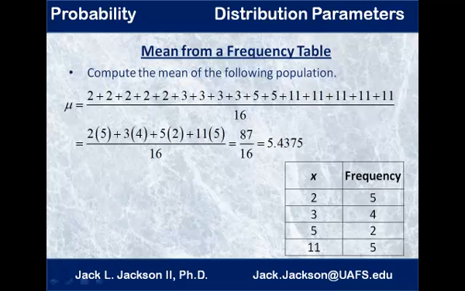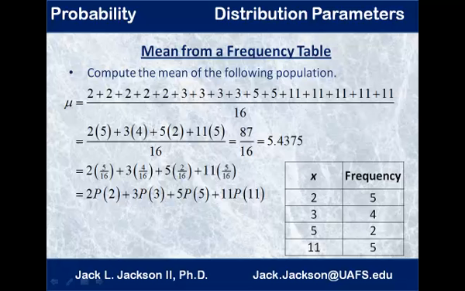Now I want to look at this a slightly different way, however. What if we take this 16 here in this fraction? So we've got 2 times 5 plus 3 times 4 plus 5 times 2 plus 11 times 5 over 16, and we want to distribute that over each term. And in fact, we're going to write it under the part that's in parentheses. So now we have 2 times 5/16 plus 3 times 4/16 plus 5 times 2/16 plus 11 times 5/16, and that's the same thing. Well, what are those numbers in parentheses now? They're just the relative frequencies. But notice that's also basically the same thing as saying they're probabilities.